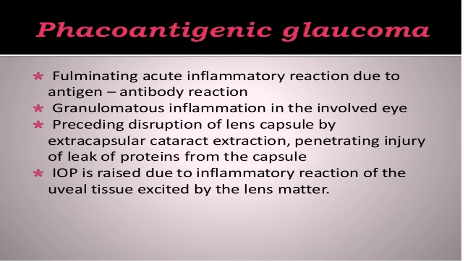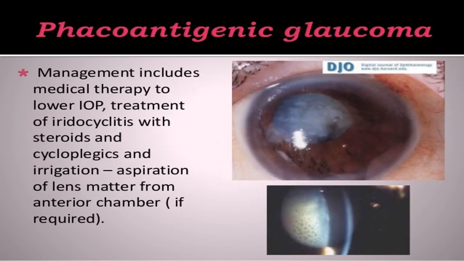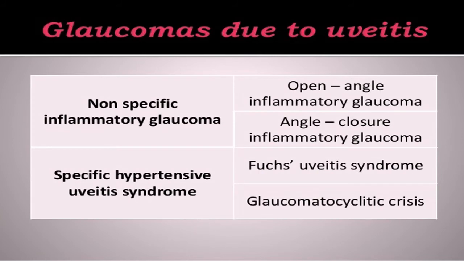So here you have to go under steroid coverage, and go for the removal of this lens. Phacoantigenic, it is a similar kind. Sorry, the treatment part is, as I told you, iridocyclitis will be there, so you have to use the steroids and cycloplegics with irrigation and aspiration of lens matter. Okay, now this is about the lens-induced glaucoma.